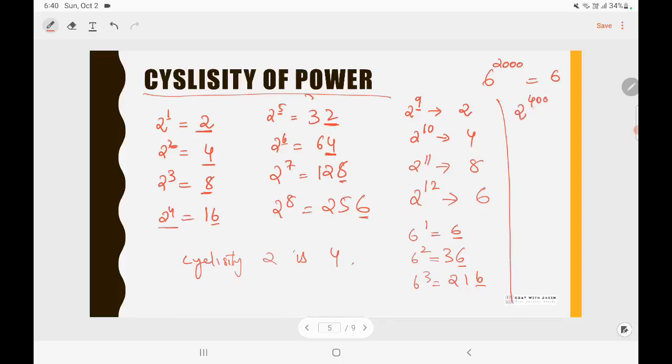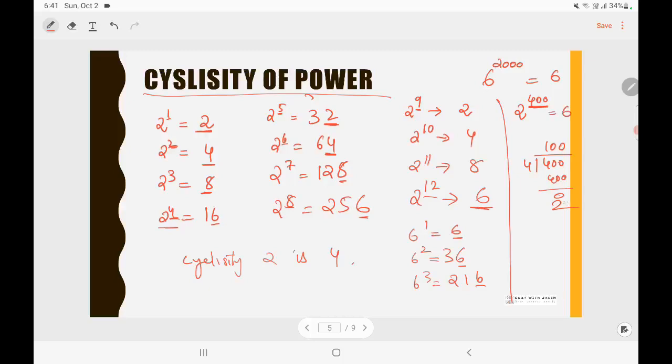So if I ask you what is the unit digit for 2 raised to 400, what you need to do is divide 400 by 4. So if you divide 400 by 4, it is exactly divisible by 4, right? 100 into 4 is 400. So that means 400 is a multiple of 4. So for every multiple of 4, that is 4, 8, 12, the unit digit will be 6. So for 2 raised to 400, the unit digit will be 6.